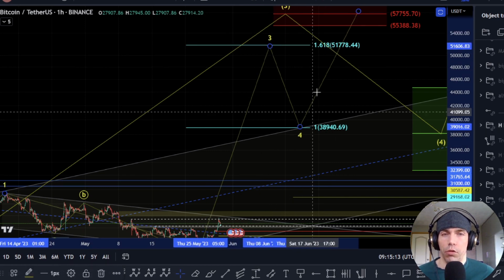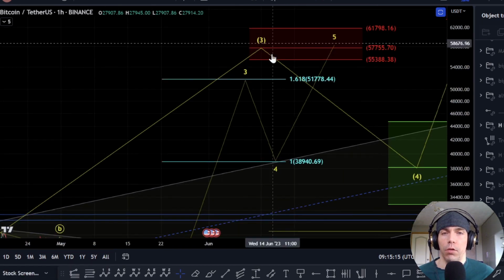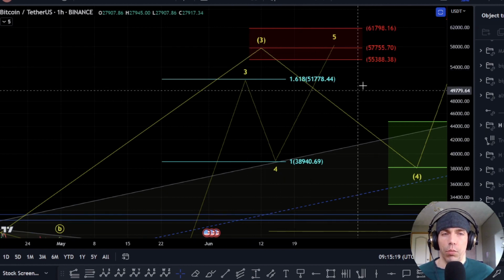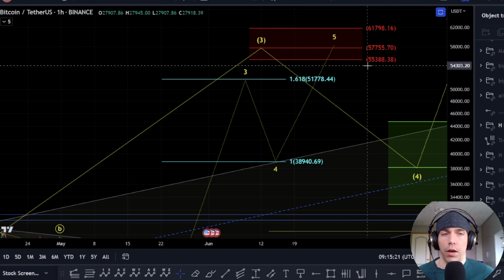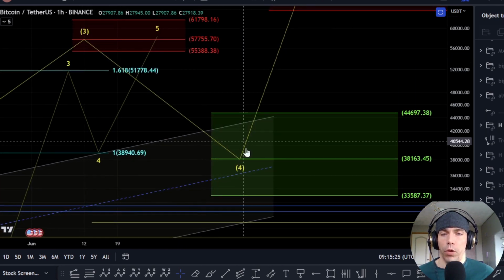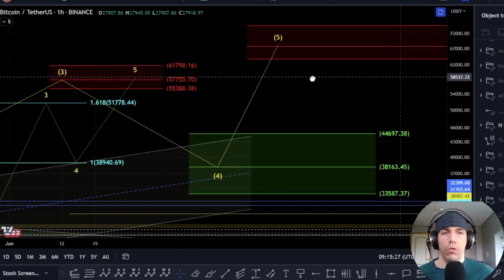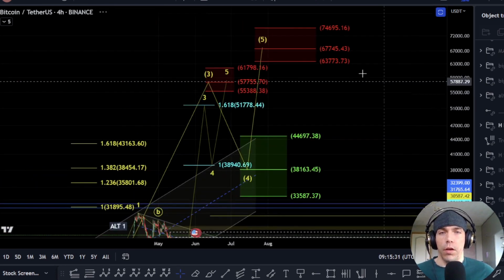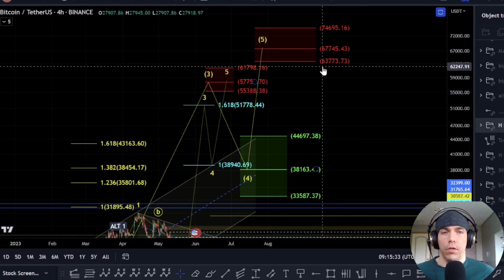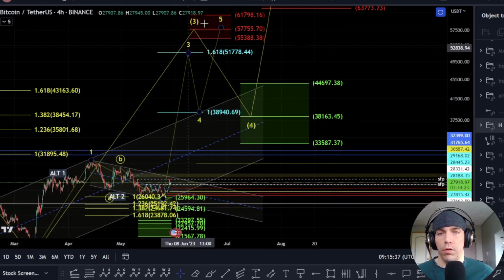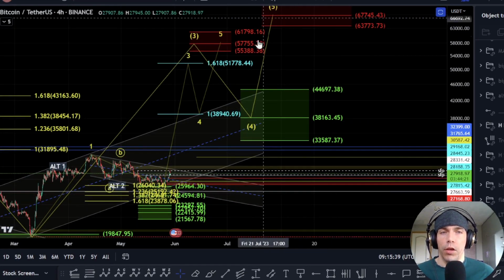Then we'd need to see an additional fourth and a fifth, and then that would tie into this bigger third wave being completed up here towards the 61,798 to this 55,388 region, before looking for an additional fourth and a fifth wave, which could look to actually push us up towards this zone here of this 74,000 to this 63,773 zone. So this would be looking at this as a bigger extending move here, looking to actually come back into these higher levels.